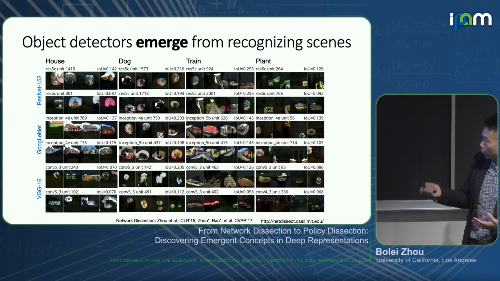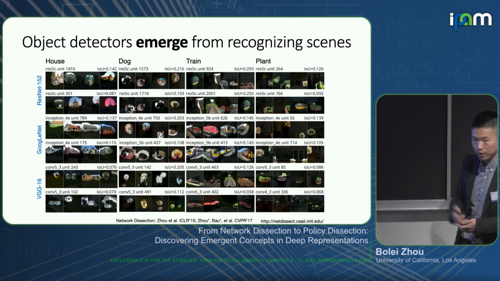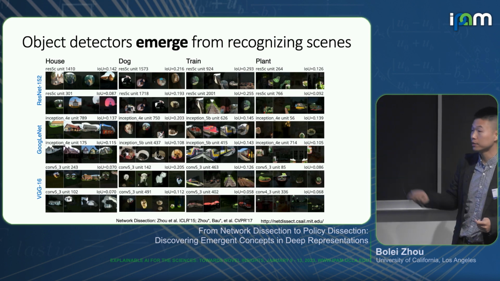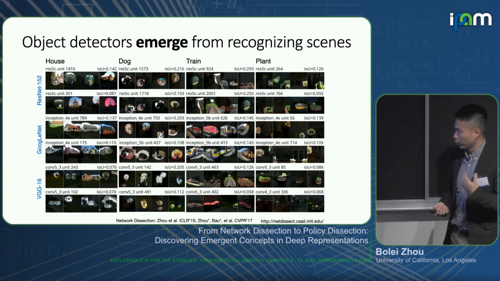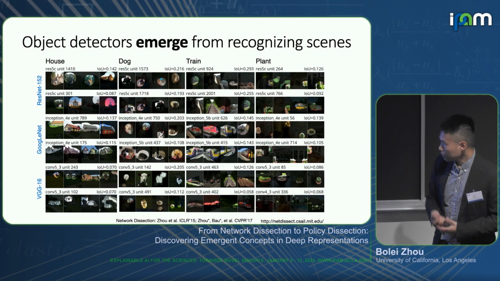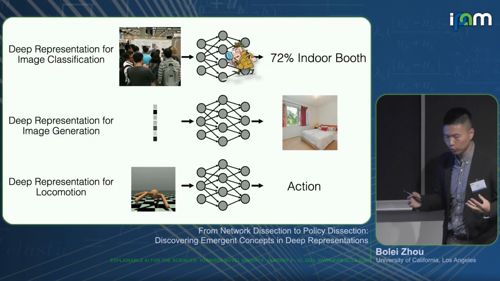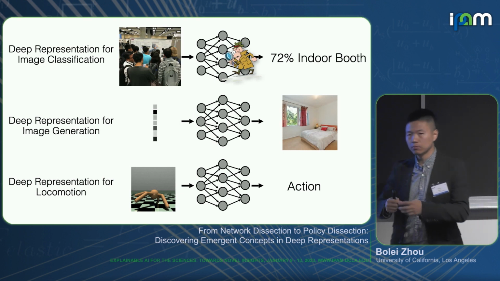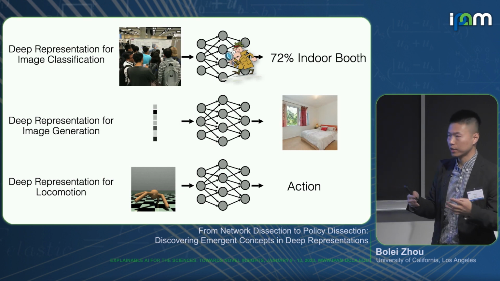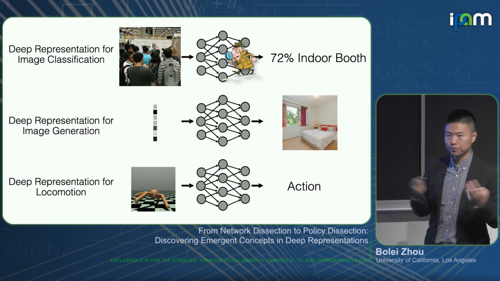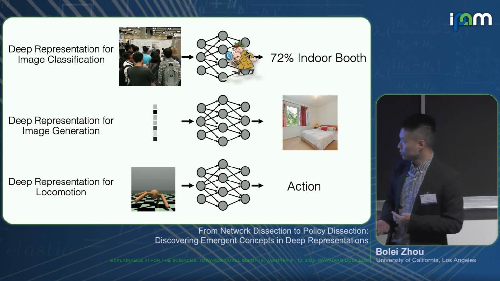So we release this network dissection pipeline at this web link, so you can go there and play with the code and apply it to your own neural network you trained. So from that, I show you that when we train this model for classification, there are some concept detectors that emerge inside the deep representation, trying to help the task.